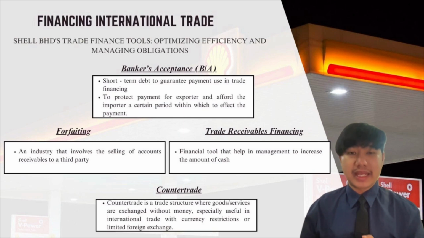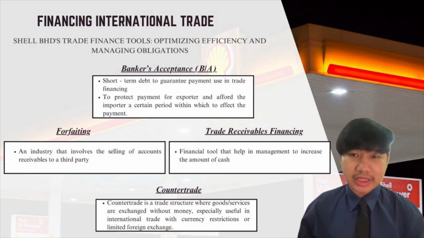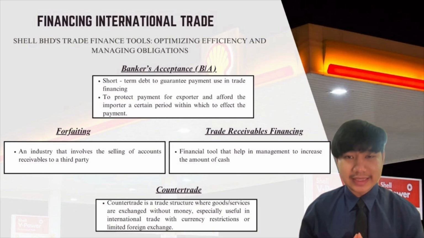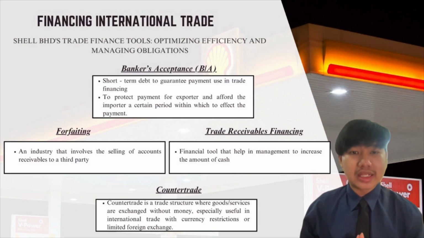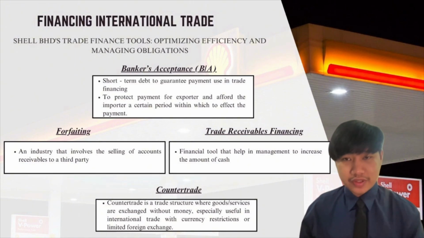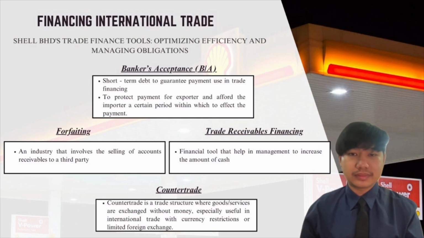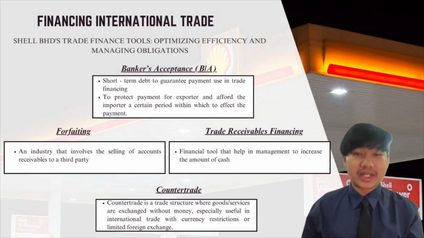Now for an example of application in Shell's annual report. Although Shell's annual report does not give a clear picture of how it uses countertrade or receivable financing, it is possible to pick up hints from the financial statements. For instance, Shell speaks of financial instruments such as derivatives and debt instruments which help manage cash flow and risk. Suggestions related to trade payables management imply the use of approaches such as letters of credit or supply chain financing.